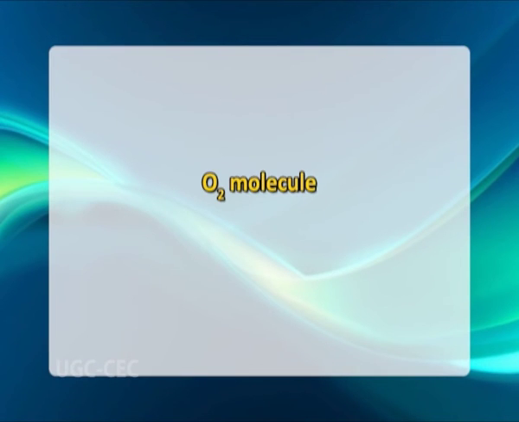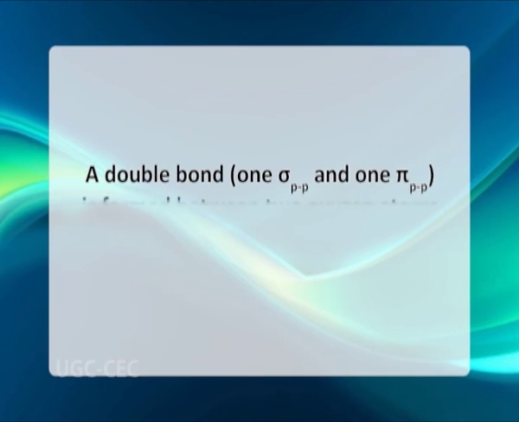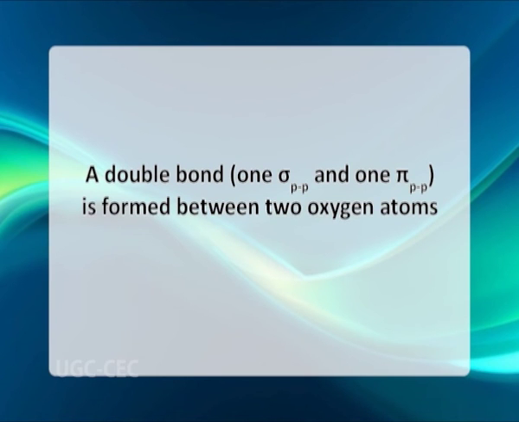Now, the oxygen molecule, O2 molecule. The electronic configuration of oxygen in the ground state is helium 2s2, 2px2, 2py1 and 2pz1. The half-filled 2py orbitals of two oxygen atoms overlap along the internuclear axis and form sigma pp bond. The remaining half-filled 2pz orbitals overlap laterally to form a pi pp bond. Thus, a double bond, one sigma pp and one pi pp is formed between two oxygen atoms.